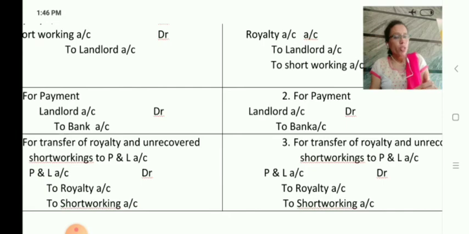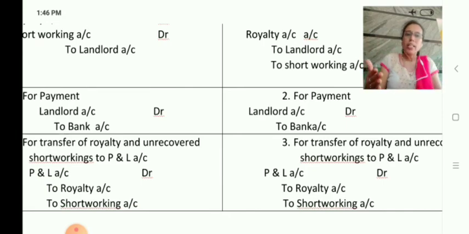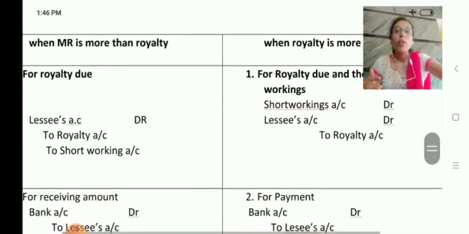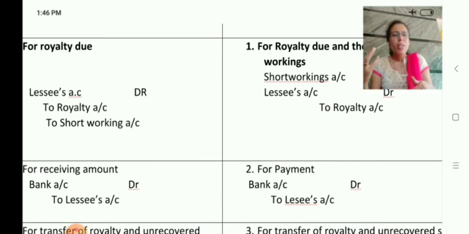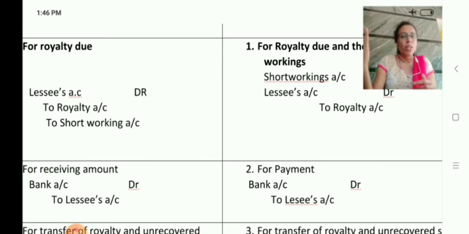And in case of the first method, for payment we make the entry by considering short working account, and in this method we directly make the payment because short working will already be deducted in the first entry itself. I hope this is clear. And in the case of the other party, that is the landlord, the owner of the property, we pass the same entry but it will be reverse, because whatever is debited here will be credited there, and whatever is credited here will be debited there, because there it is amount payable, here it is receivable. For lessee it is expenditure, for lessor it is income.